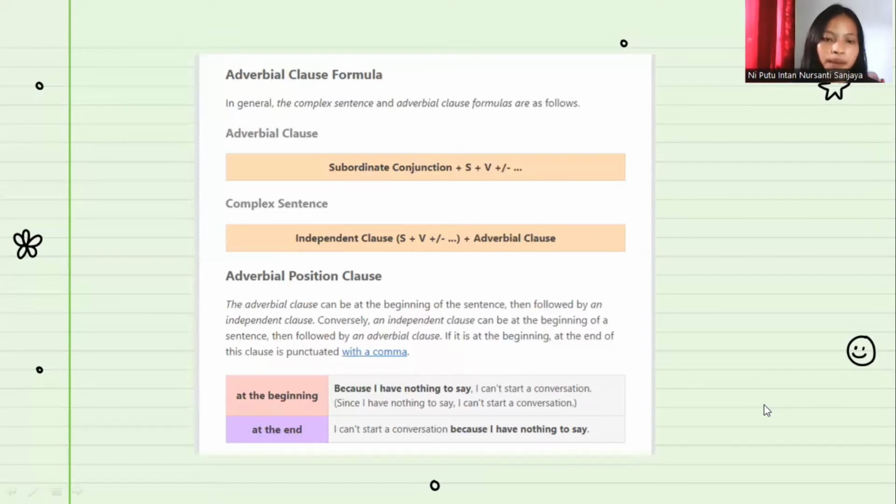And the adverbial clause position: the adverbial clause can be at the beginning of the sentence, then followed by an independent clause. Conversely, an independent clause can be at the beginning of the sentence, then followed by an adverbial clause. If it is at the beginning, the end of this clause is punctuated with a comma. For the example, you can look at my screen.